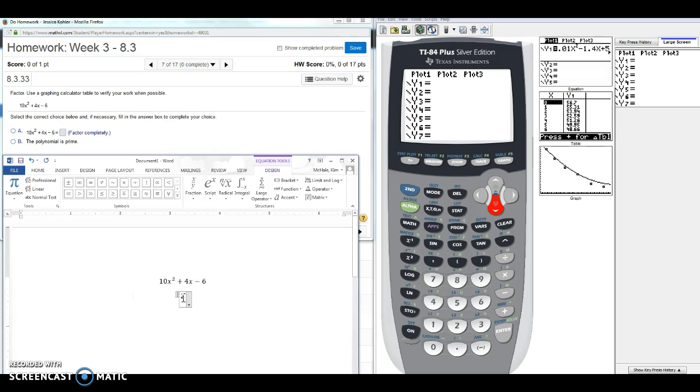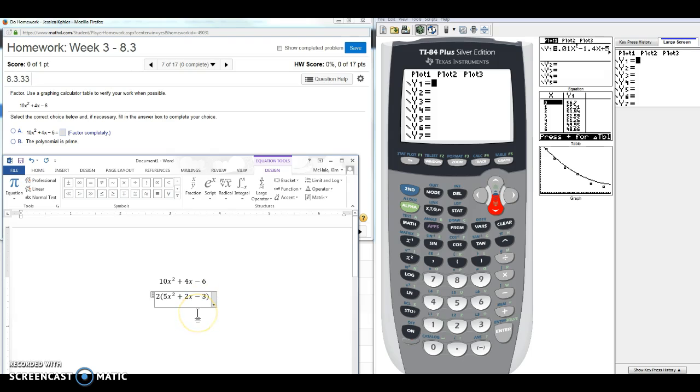So a 2 will factor out. When I factor a 2 out of the first term, I'll be left with 5x squared. Out of the second term, I'll be left with a 2x, and out of the third term, I'll be left with a 3, and I could check that by distributing the 2 back in and verifying that I'll get back to this original equation. Then I need to factor this polynomial, 5x squared plus 2x plus 3.